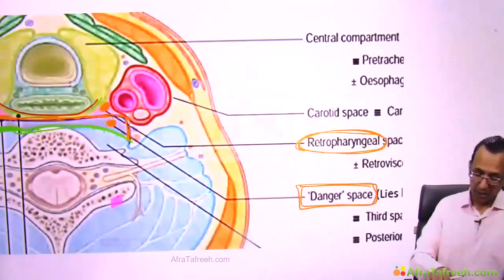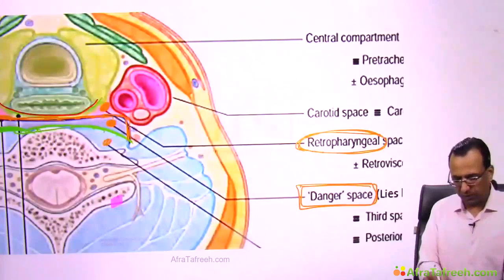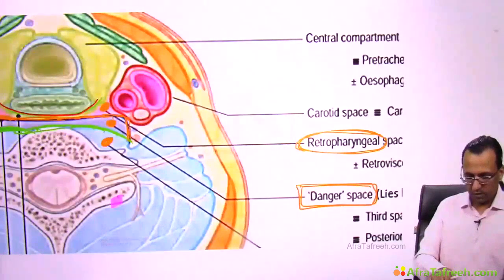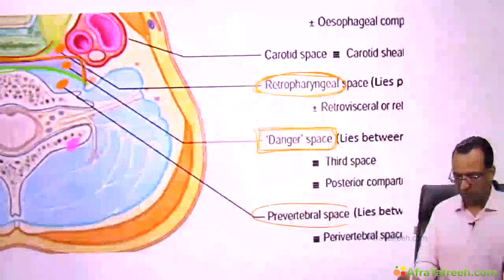What is the arrangement again? See, do you see the vertebra? Yes. You see some space in front of the vertebra? Yes, I know, the prevertebral space. So these are the three spaces, you see.